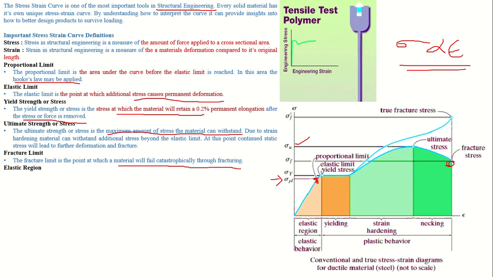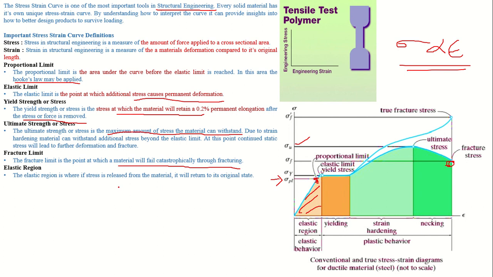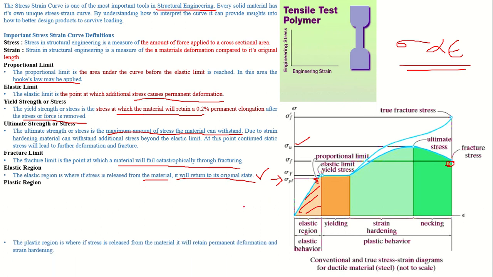Okay, what is the elastic region? This is the elastic region, up to the elastic limit. It is the region where, when the stress is released from the material, it will return to its original state. That particular region is called the elastic region. Within this only we define Hooke's law. Also within that only we say that it has elastic behavior. In this part it is linear elastic behavior.